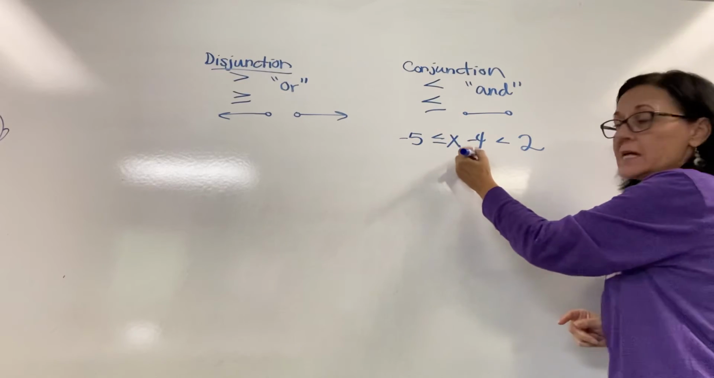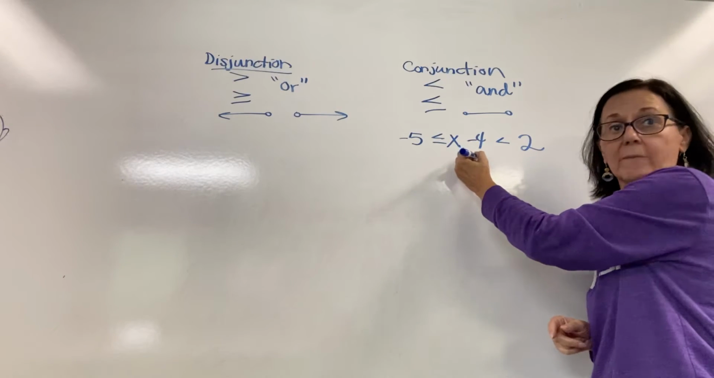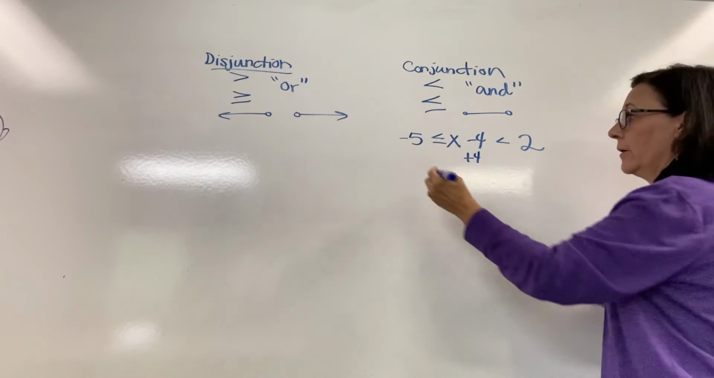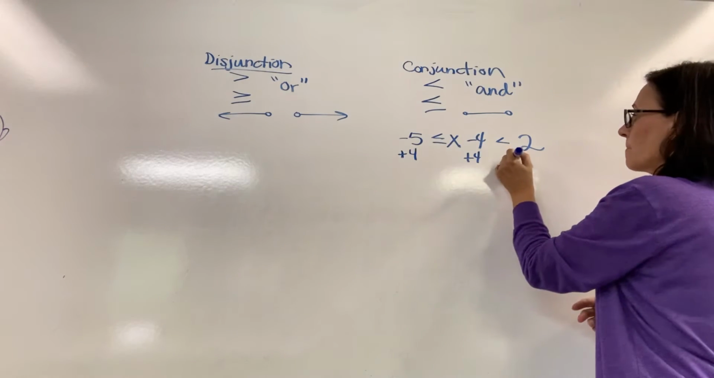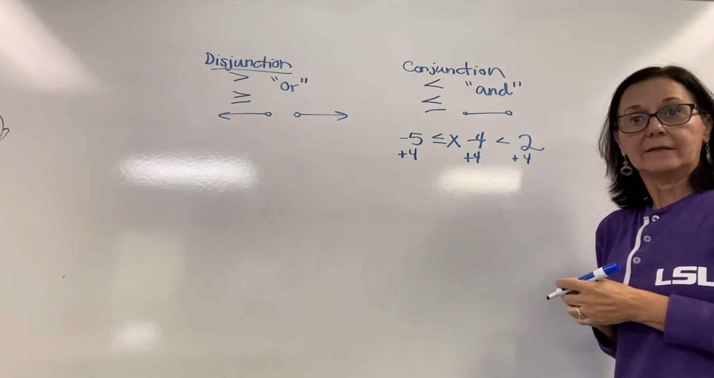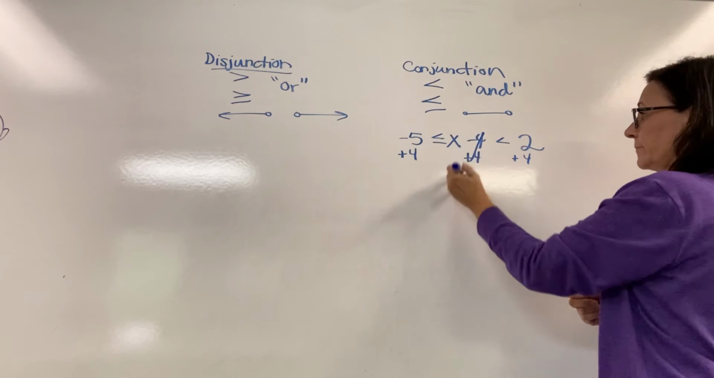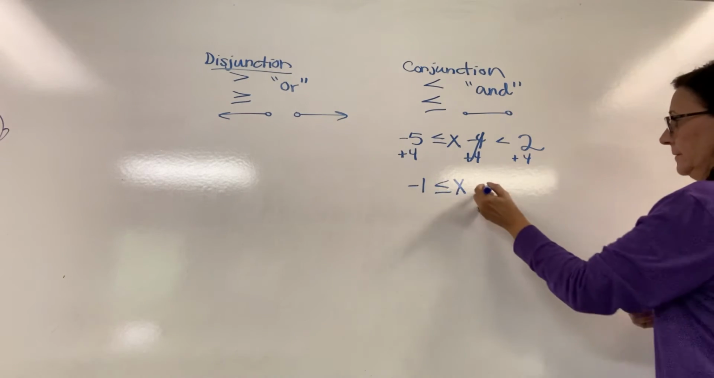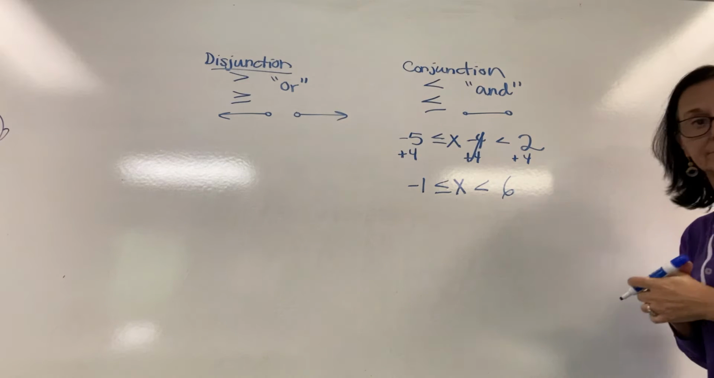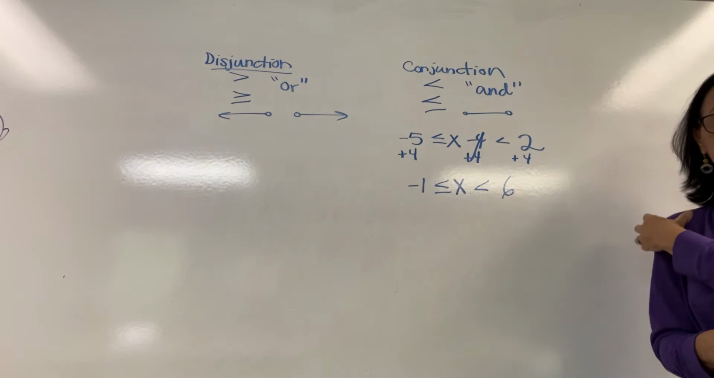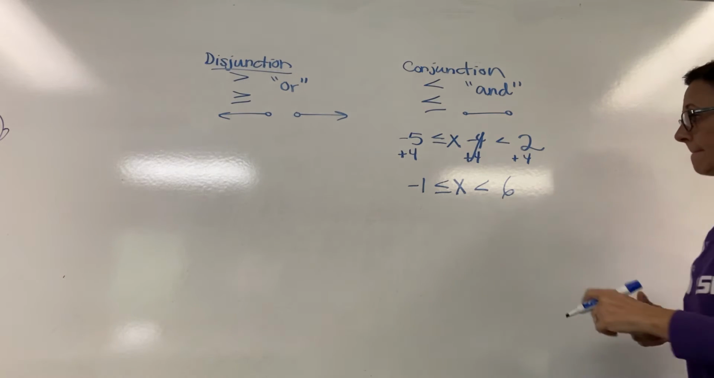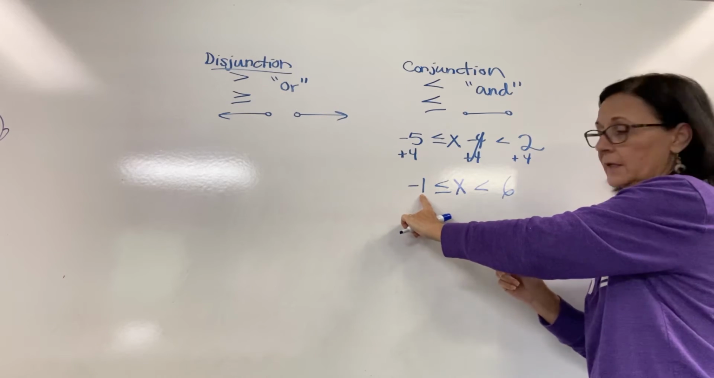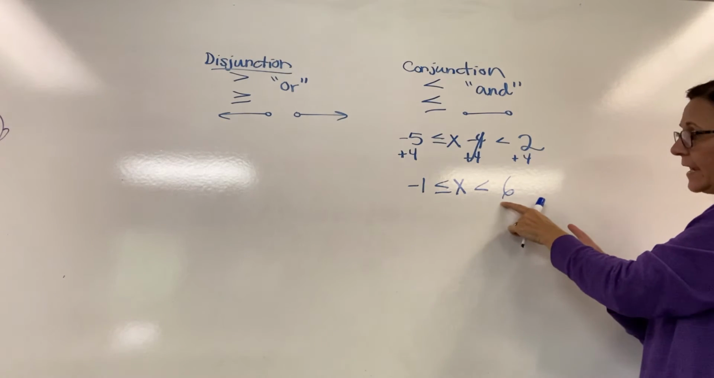So if I want x by itself, I don't want 4 to be subtracted from it. So I'm going to add 4 in the middle. But I can't just add it in the middle. I have to add it everywhere. So I'm going to add 4 on the left, and I'm going to add 4 on the right. Okay? So we have x greater than or equal to -1 and less than 6. So that means the value of x can equal -1, but it's going to go all the way up to 6.